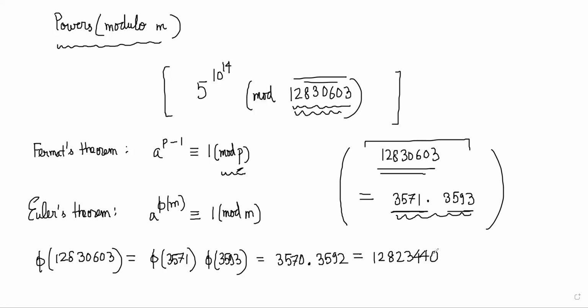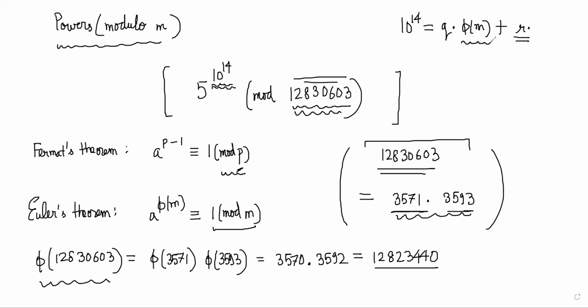12823440. You can check this with a calculator. So phi of this is equal to 12823440, right? Now, since we know the phi, I can figure out a power phi of m, and that should be 1 mod m, right? The power here is 10 power 14. So if we do the division algorithm, we can say 10 power 14 is equal to some quotient times phi of m plus some remainder, where the remainder will be less than phi of m.